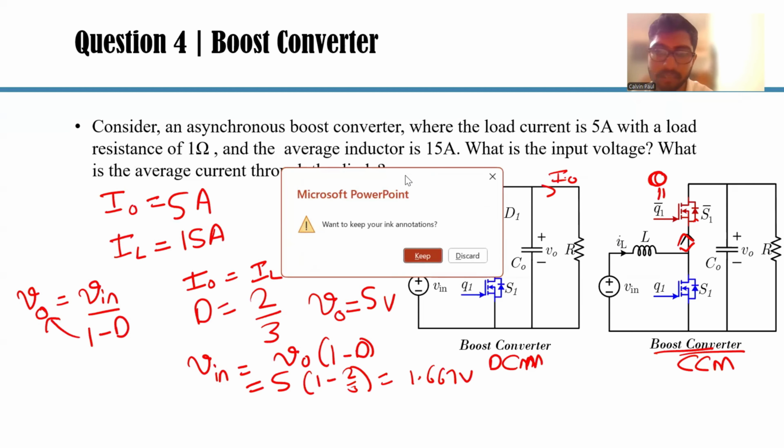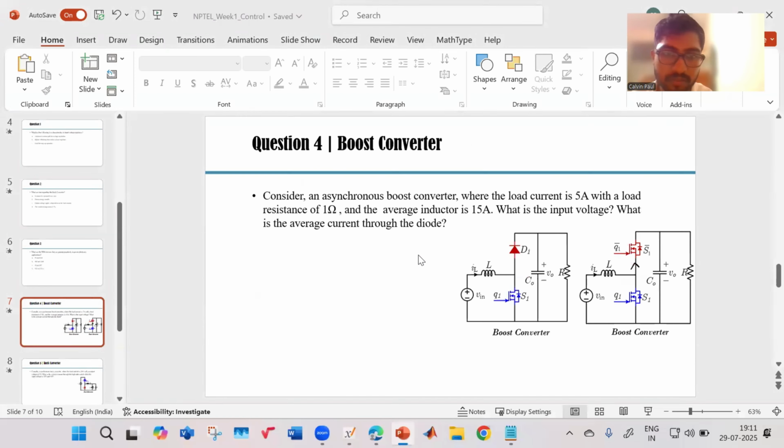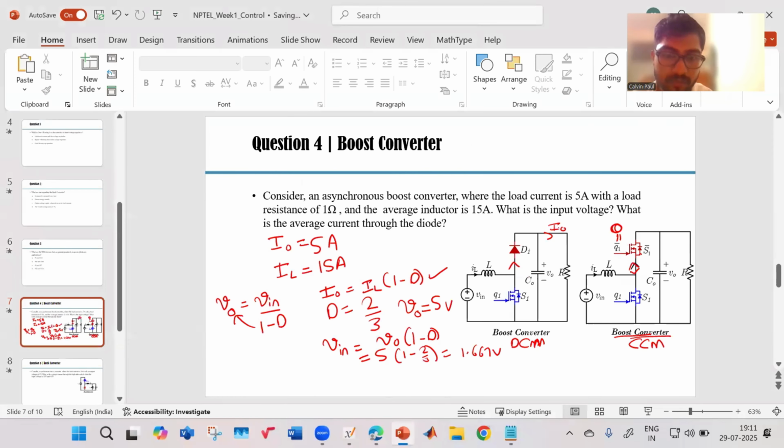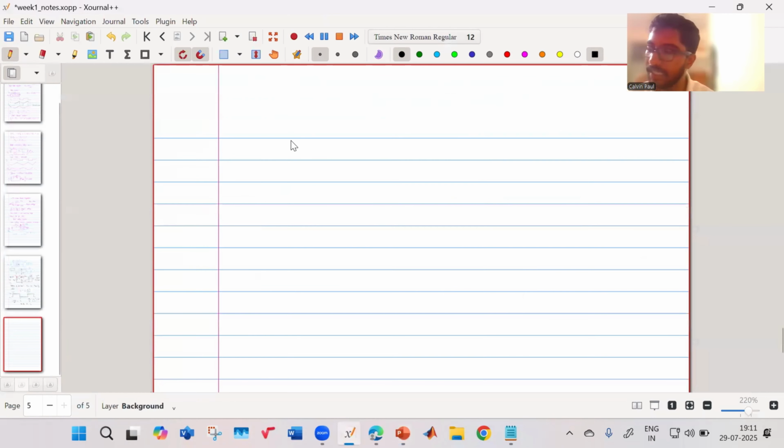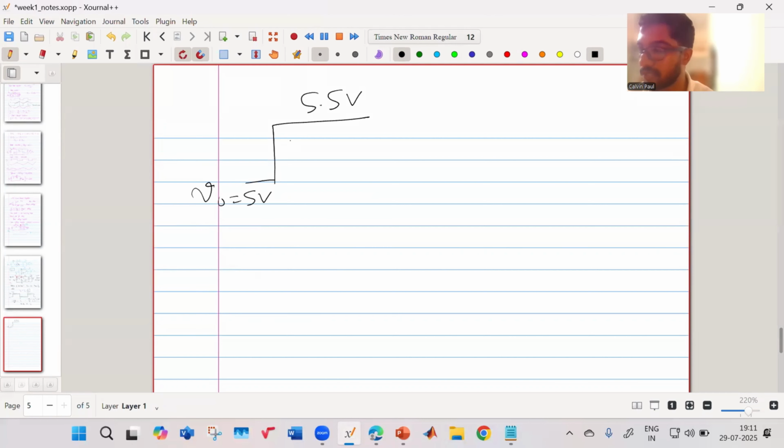Okay, so I'll have to draw. Let me keep the annotations for 1 minute. This concept is taught in later portions of this course. But let us say this is your output voltage. We assume the output voltage should be regulated, right? Let us say it was at 5 volt and we took it to 5.5 volt. Then we are bringing it back. We want to bring it back to 5 volt.